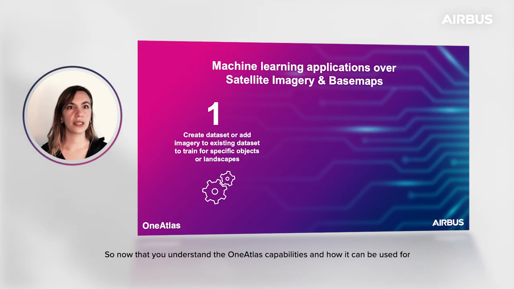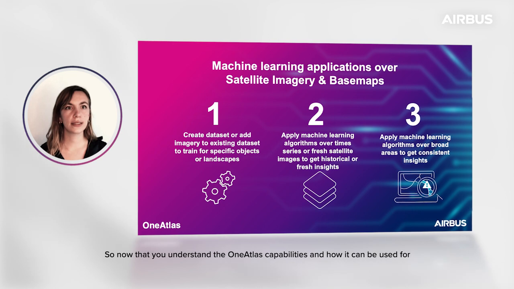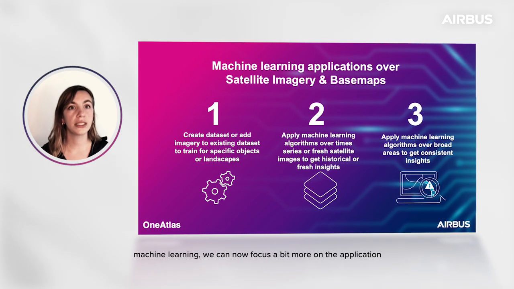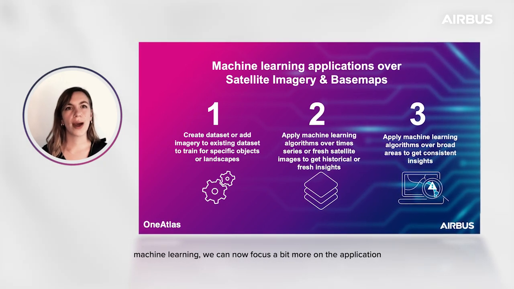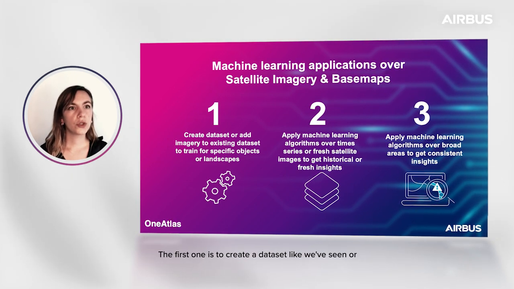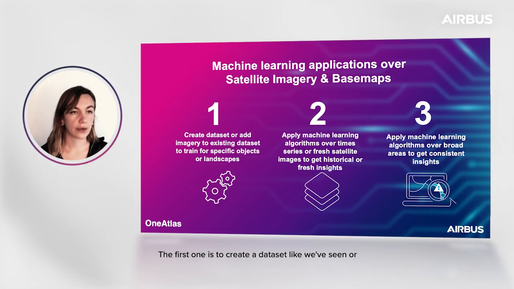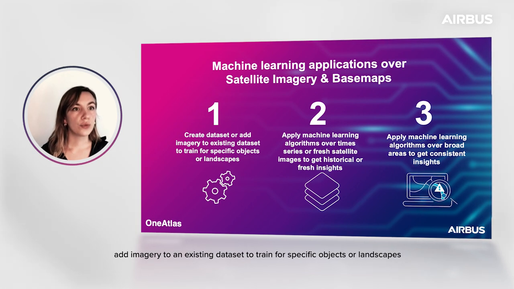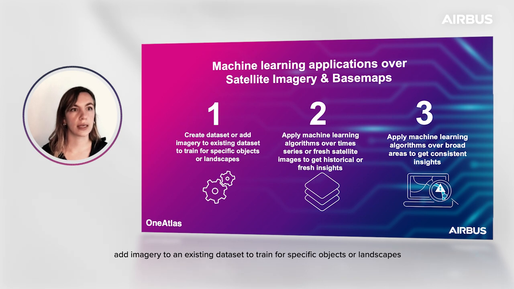So now that you understand well the OneAtlas capabilities, and how it can be used for machine learning, we can now focus a bit more on the application. We have three types of application. The first one is to create a dataset, like we've seen, or add imagery to an existing dataset to train for specific objects or landscapes.